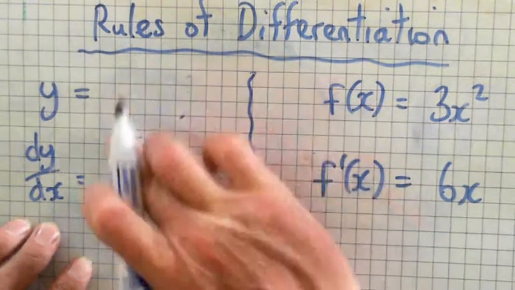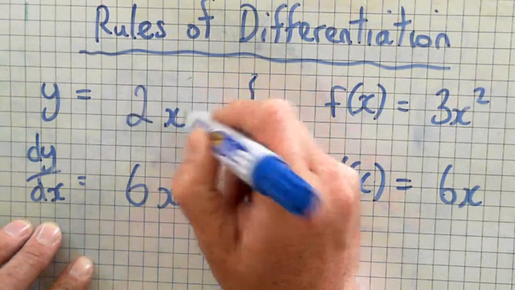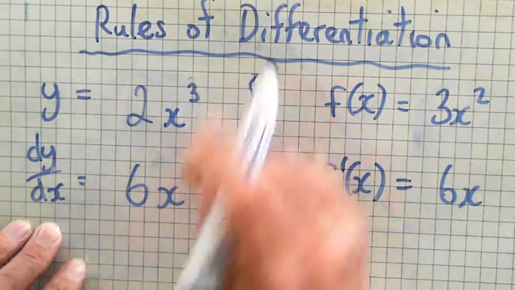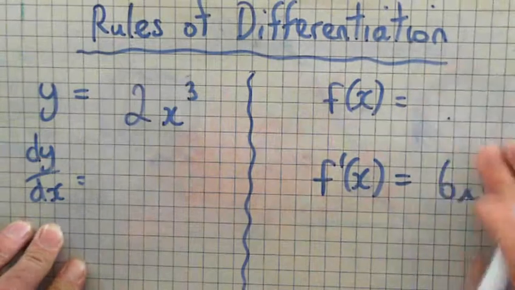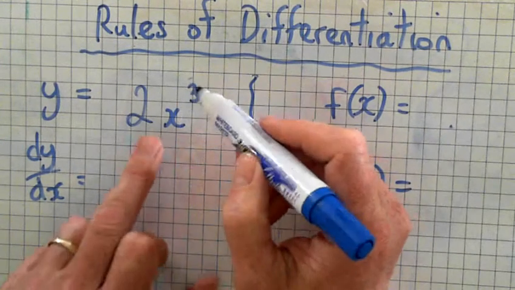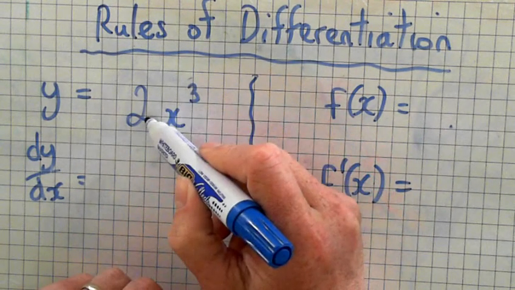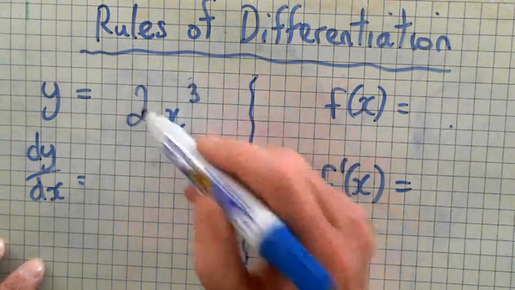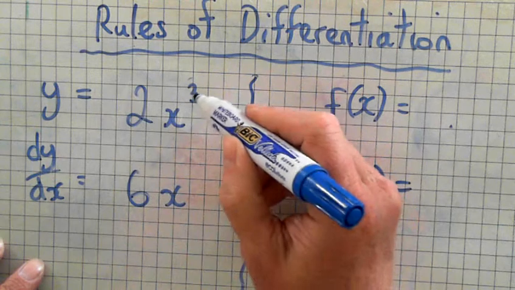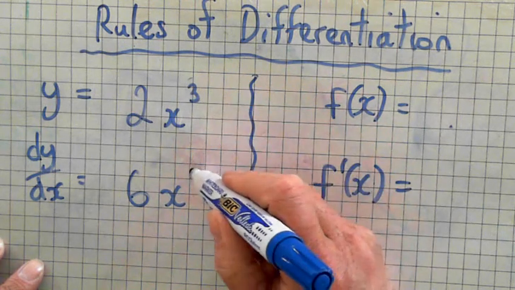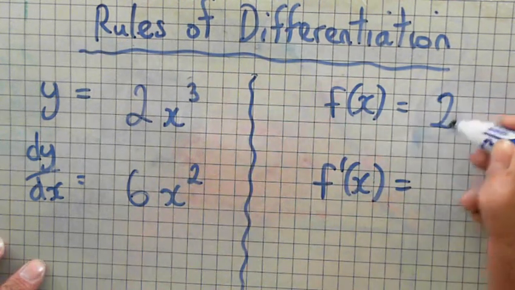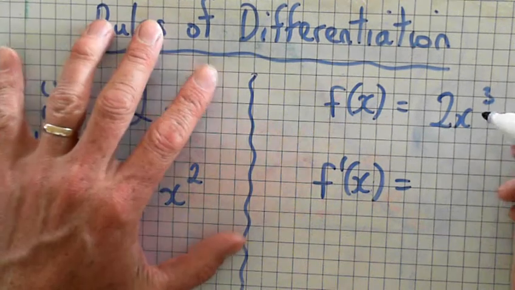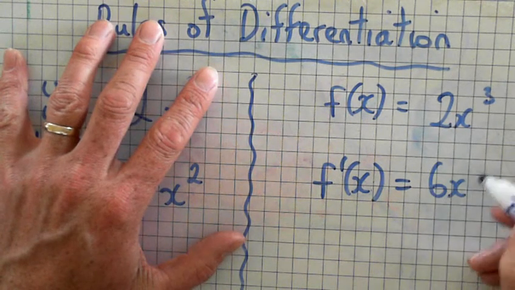Another example. 2x to the power of 3. Rule number 1, multiply the power times the coefficient. The coefficient is the number in front of the x. 2 threes are 6. Subtract 1 from the power: 2. Sums could also be given to you like that. Same answer.